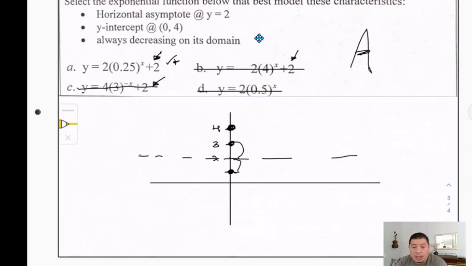Okay, so, and there's no horizontal shift, right? And so it just so happens that it goes on to say always decreasing on its domain. And so what's going to happen is that decreasing on a domain means that it has to be exponential decay. And there you have it.